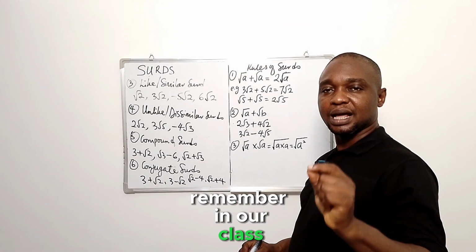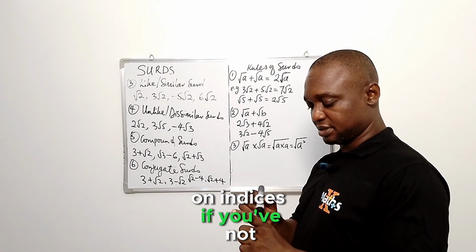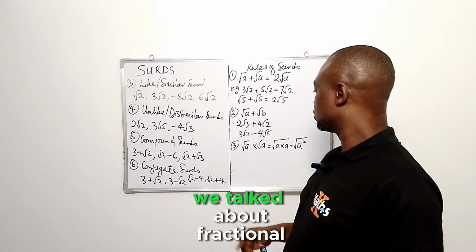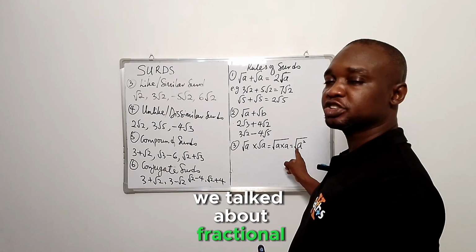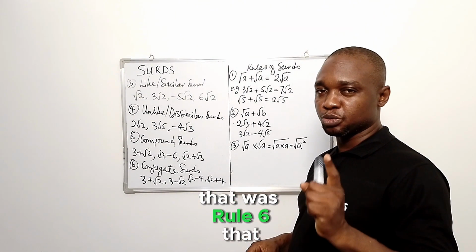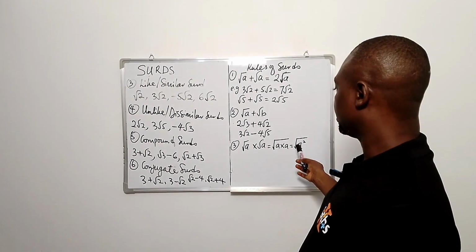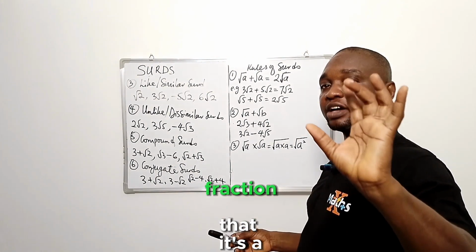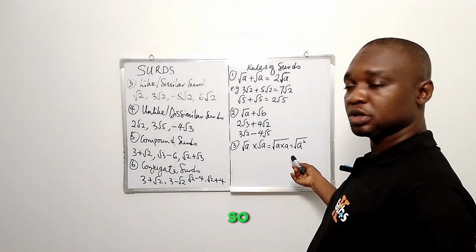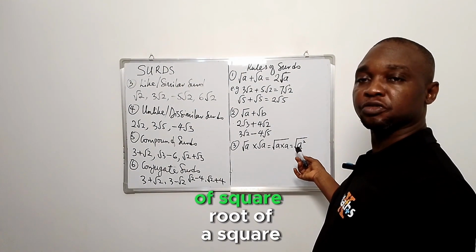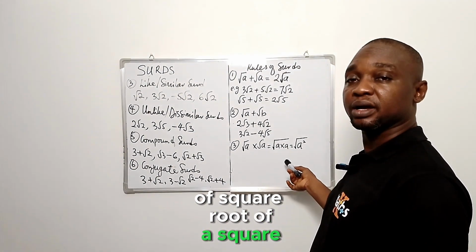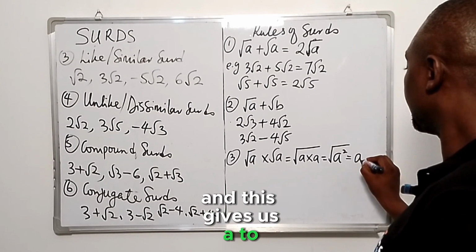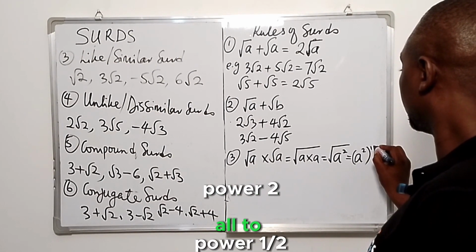Remember in our class on indices, if you've not watched that video, you should check it out. We talked about fractional index. That was rule 6, where the index is a fraction, that it's a root. So we will express square root of A squared as a fractional index. And this gives us A to power 2 all to power a half.